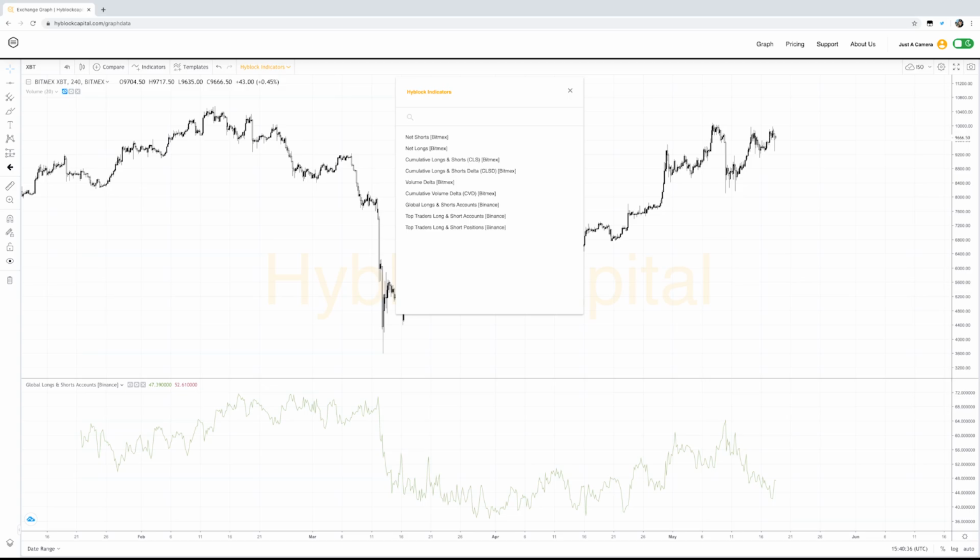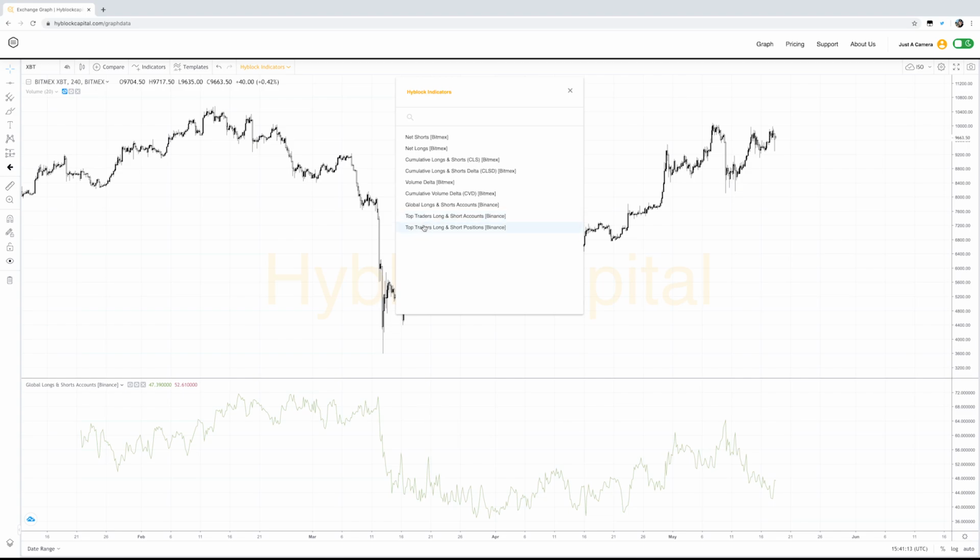So as we just learned about cumulative long-short delta, it takes whether an account is more long or short, puts it in a bucket, and spits out a number. As we can see over here, this is a percentage, so we could see around 44% being long in this case, and that is taking in the global or retail aspect. Now, we can also look at top traders long shorts accounts.